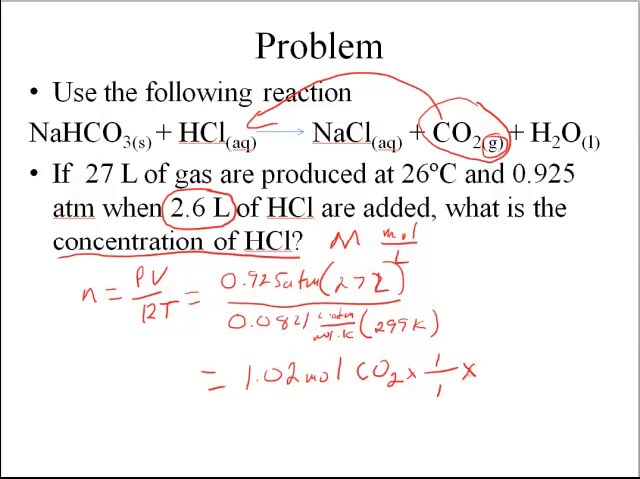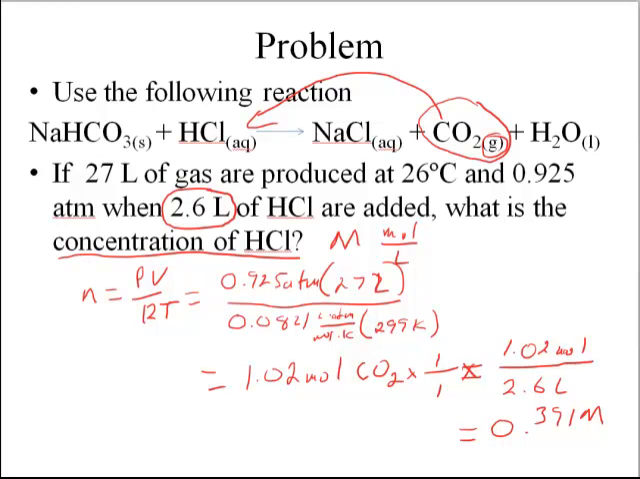And then I'm going to go ahead and see what that's going to equal: 1.02 moles. And then I'm just going to take the volume of the acid, which was right here, 2.6 liters, and divide by that. And when I do that, I get 0.391 molar. So there's your concentration of HCl, all from gases.